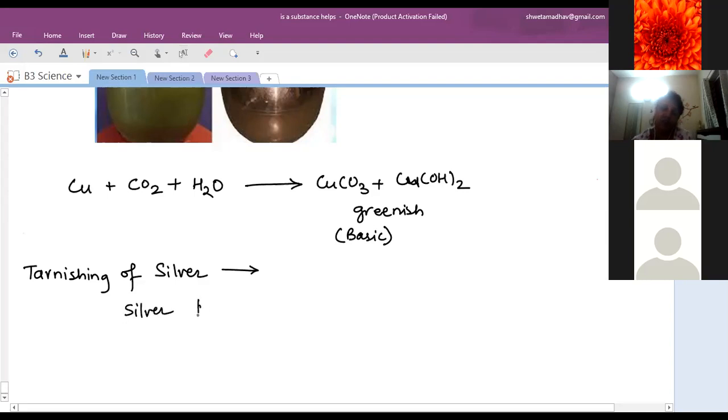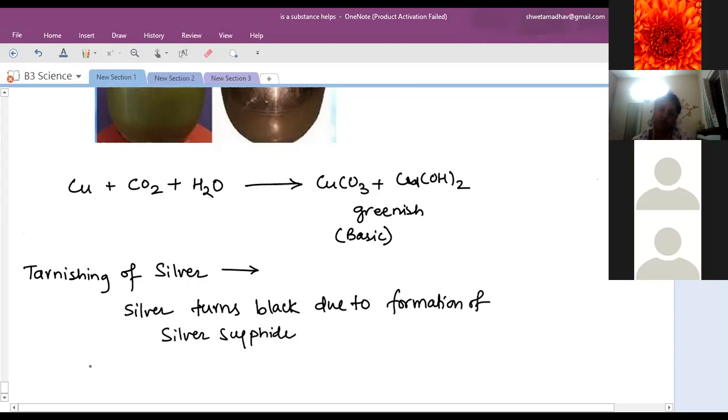Silver turns black due to formation of silver sulfide, which is Ag combines with H2S gas of the atmosphere to form Ag2S, and hydrogen gas evolves out. So this silver sulfide is black in color. So that coating of black color on silver jewelry is silver sulfide.